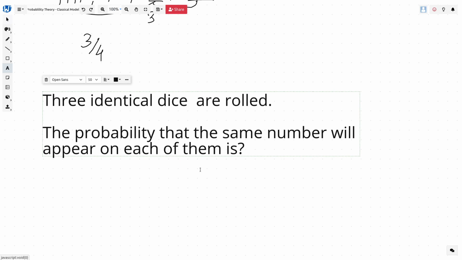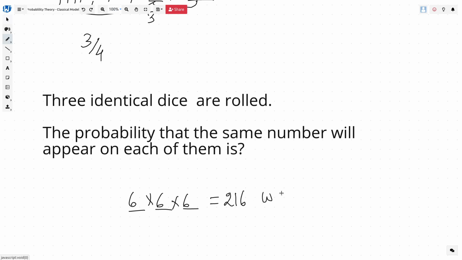So when 3 dice are rolled, using the counting principle, you can find the number of outcomes, right? There are 3 dice, so each dice will be one place. The number of outcomes for the first dice could be 6 ways, that is 1, 2, 3, 4, 5, 6, right? The number of outcomes for the second is also 6 ways, and for the third dice also 6 ways. So by the multiplication principle, there could be 216 ways of getting the output, right?